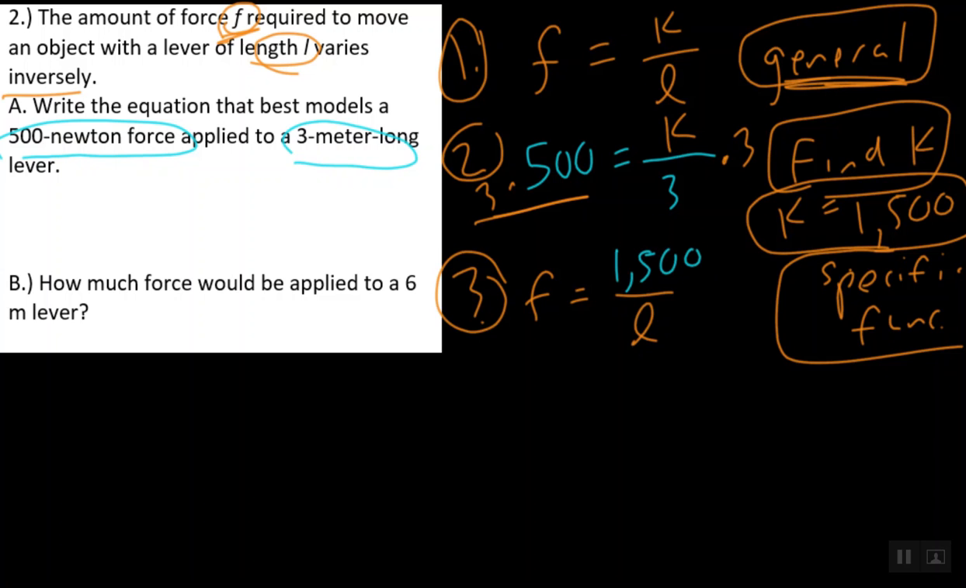All right. So step 1, we write the general function. Step 2, we find k. Step 3, we write our specific function. And that actually gives us the answer to A. So say, okay, you know what? F is equal to 1,500 over L.